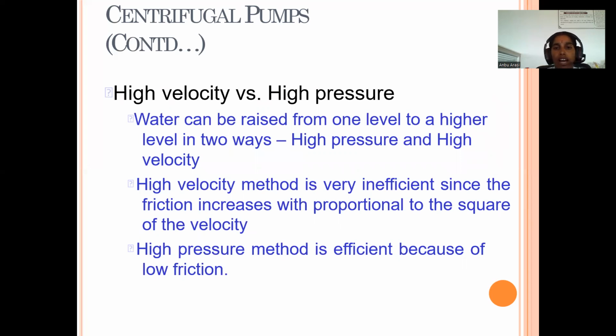High velocity with high pressure. Water can be raised from one level to a higher level in two ways: high pressure and high velocity. The high velocity method is very inefficient since the friction increases in proportion to the square of the velocity. The high pressure method is efficient because of low friction.